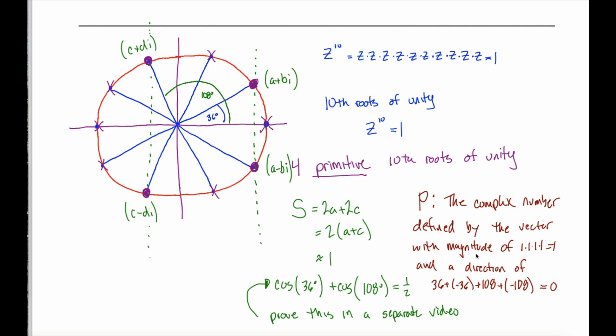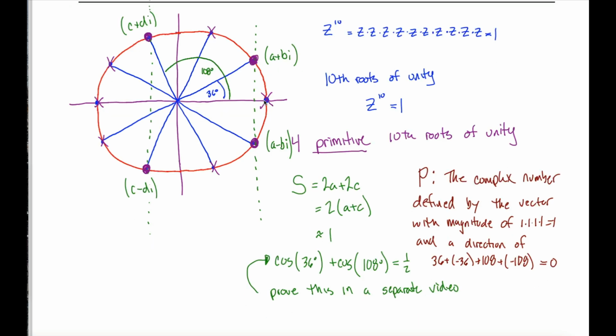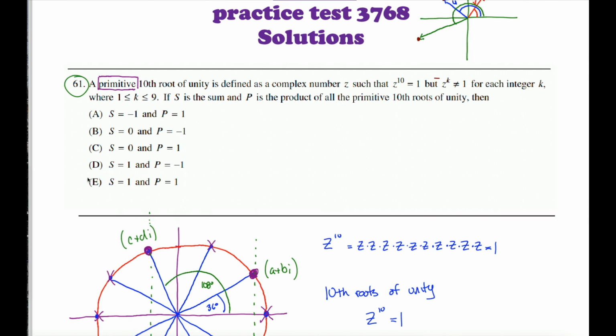What is the complex number with a magnitude of 1 and a direction of 0? Well, we've seen that already. That's this point right here. It's got a real part of 1 and an imaginary part of 0. P is just equal to 1. We know P is 1, and by process of elimination, we've been able to figure out that S must be equal to 1. So the answer to the question must be E.